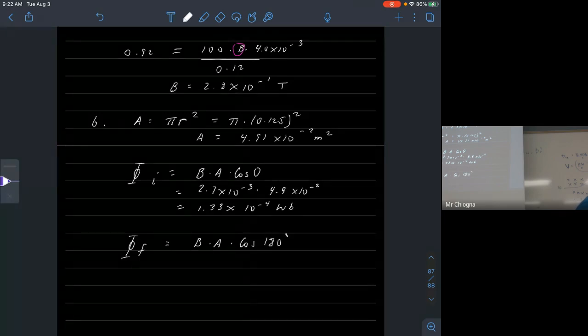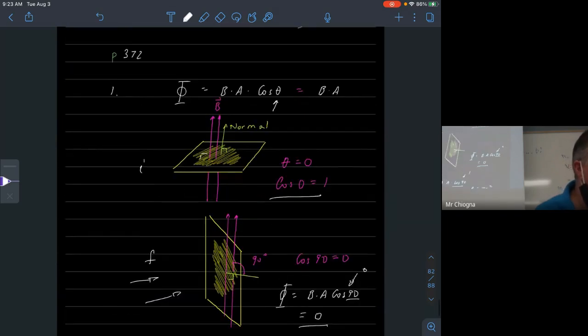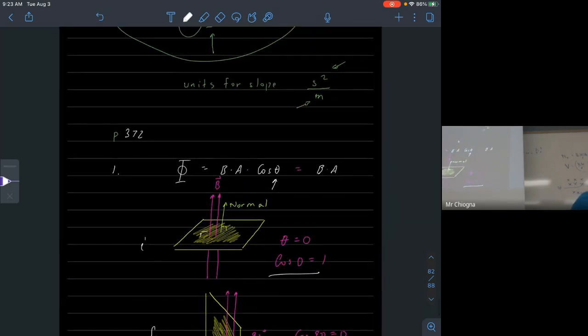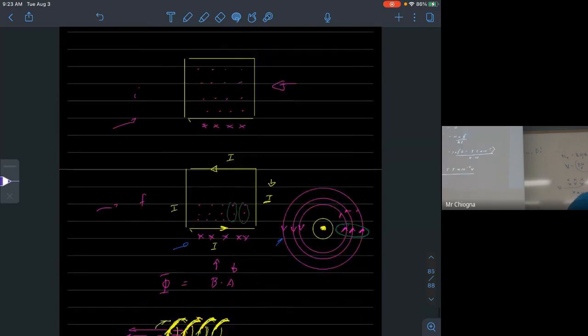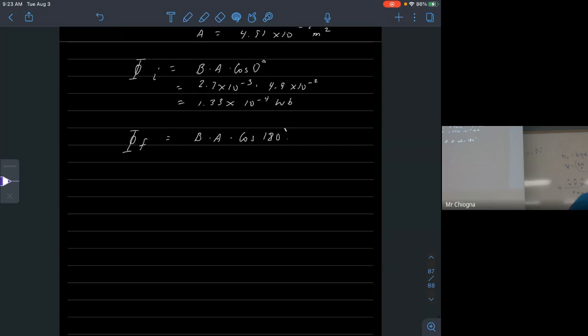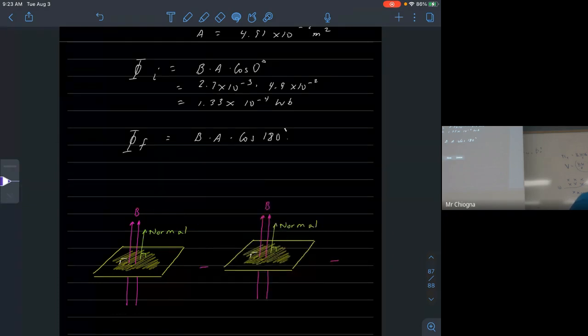If you look at what it says in number 6, it says the magnetic field is reversed. So you're changing your angle from 0 to 180. If you go back to this diagram way up here, I'm going to make a copy of it so I can show you what's happening. You're going from this to, you're changing the direction of the field. So instead of pointing up, it's pointed down.